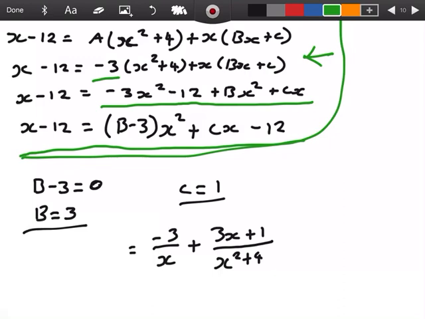What else you can do is (B - 3)x squared. That's B minus 3 is the coefficient of x squared. But there is no x squared on the left-hand side, so that means B minus 3 must equal 0, which means B must equal 3. And then we have Cx on the right-hand side and x on the left-hand side, so C must equal 1. And then we've done it. We've got our partial fractions. Well done us.